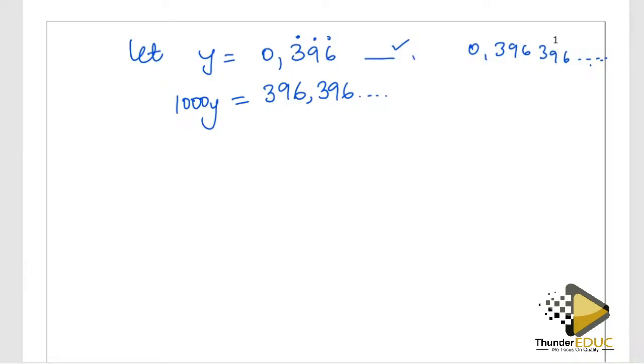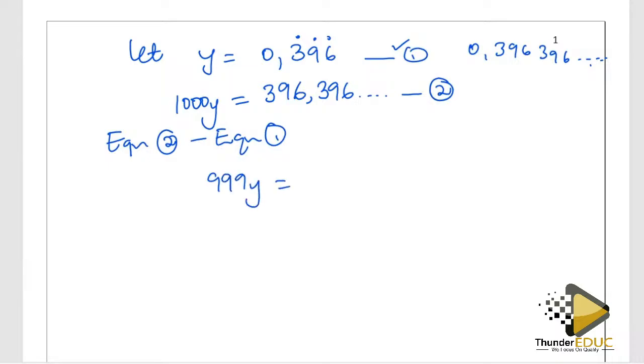So if this was our first equation, this is our second equation, we just need to get equation 2 minus equation number 1. So 1,000y minus y, what answer do we get? 999. It has to be 999y is equivalent to, when you subtract, we're going to get 396, because this cancels this out. Then let's divide both sides by 999. So y becomes 396 over 999.